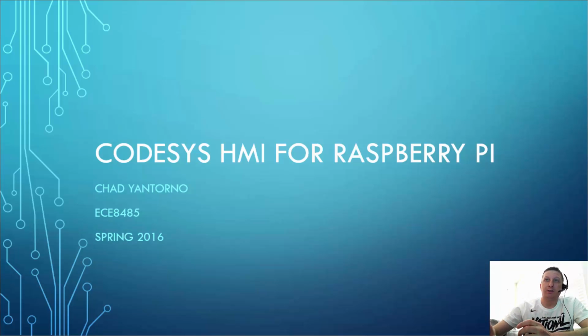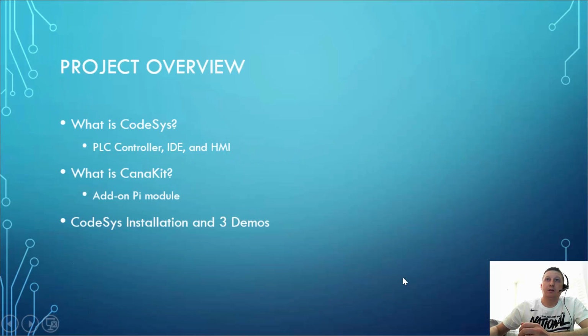So I'm going to go through a few things. Today we're going to talk a little bit about CodeSys. I'm going to show you some links of it. We're going to be using some plugins for this, so I'll show you the plugins that we'll be using to communicate with the Raspberry Pi.